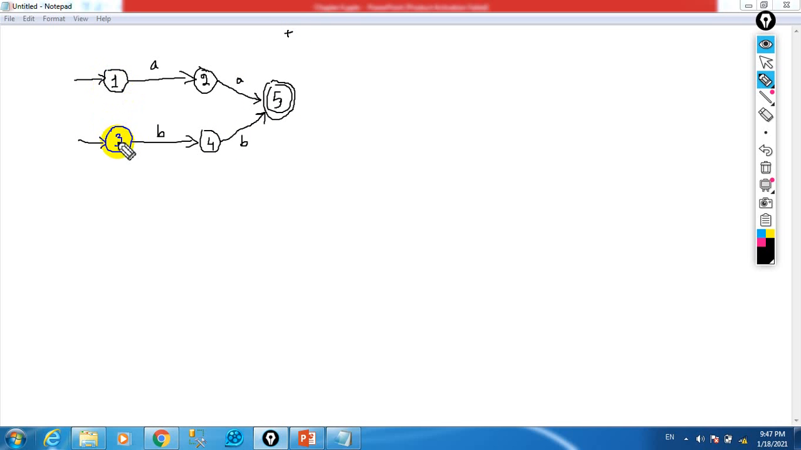If you want to convert a transition graph to a regular expression, then first, if you have more than one initial state, you should make it a single initial state. So for example, this is a TG.